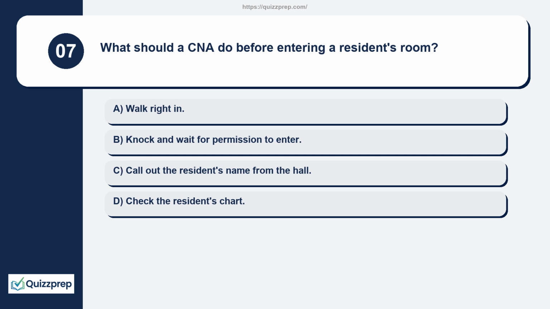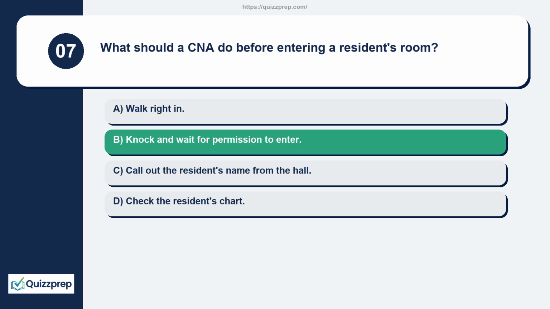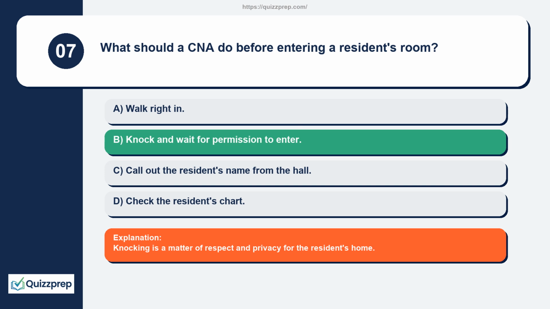Question 7. What should a CNA do before entering a resident's room? Walk right in. Knock and wait for permission to enter. Call out the resident's name from the hall. Check the resident's chart. Knocking is a matter of respect and privacy for the resident's home.